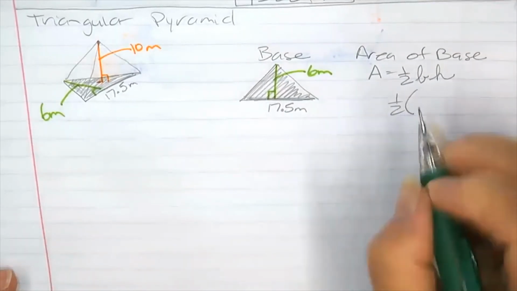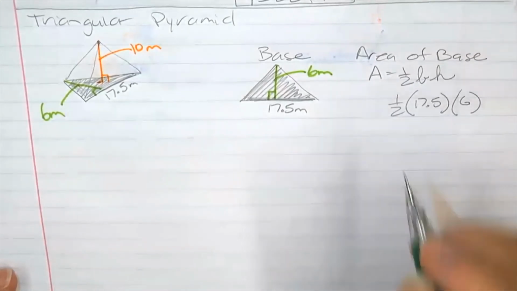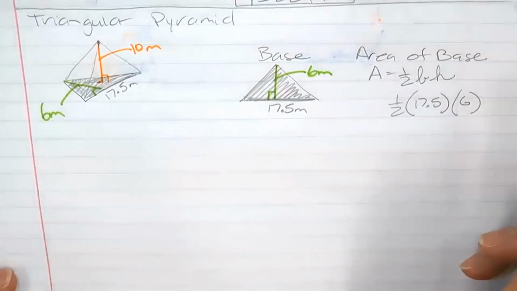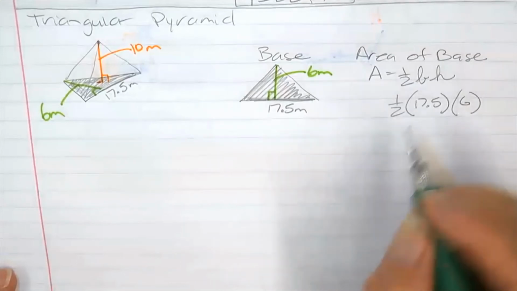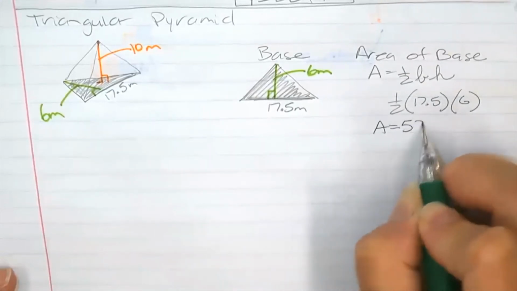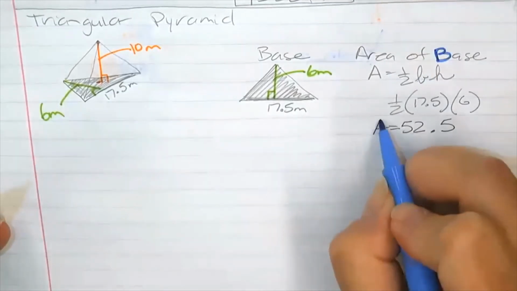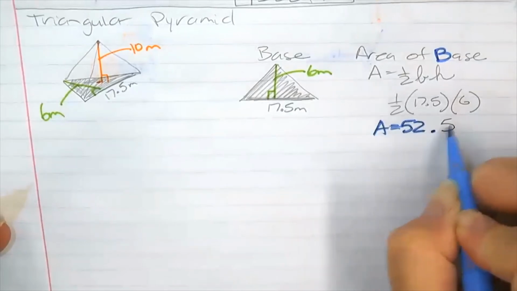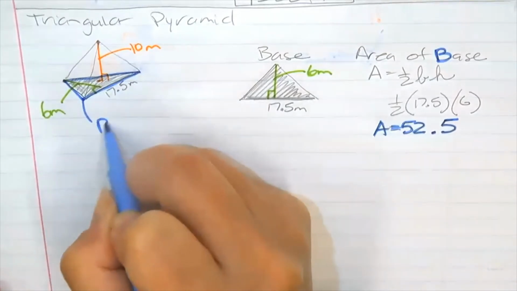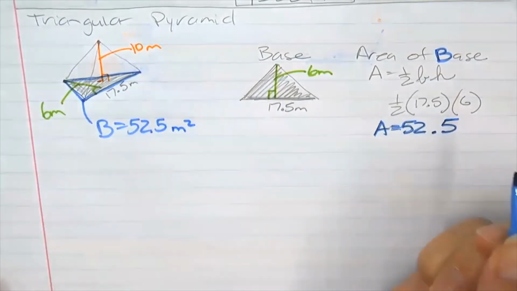So 1/2 times 17.5 times 6. I'm going to put this in my handy dandy calculator. 17.5 times 6 is 105. And when I divide that by 2 or multiply it by 1/2, I find out that my area is 52.5. So the whole base is equal to 52.5 meters squared.